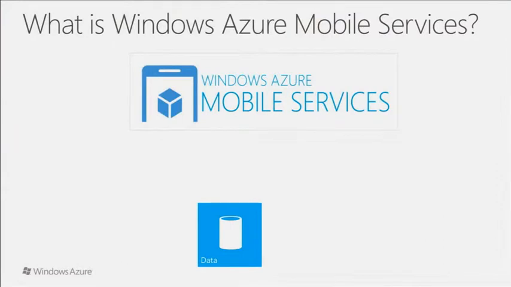So first of all, what is Windows Azure Mobile Services? Essentially, it's a backend as a service, which means that you basically turn the service on and you get a backend for your mobile applications. So you're going to get things like data storage out of this. You need a place to put that data, somewhere where you can retrieve it. Mobile Services is going to give you that.